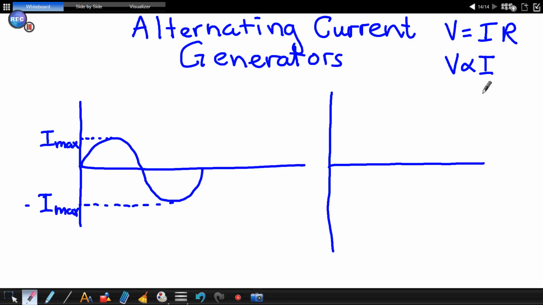Whose value will be the biggest, the voltage or the current? If you look at Ohm's law equation, which one will be the biggest value? The voltage. So the potential difference. That is your induced EMF. So your EMF graph would look exactly the same, but it will just have a higher value.